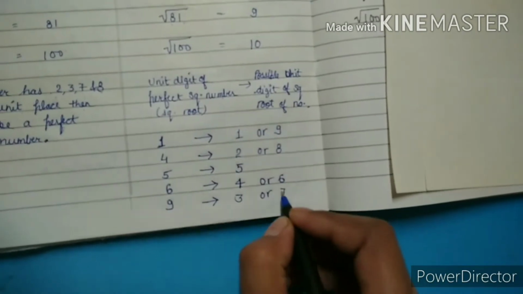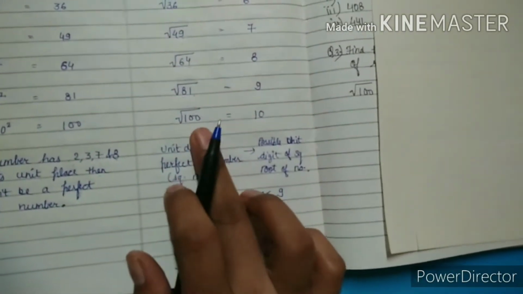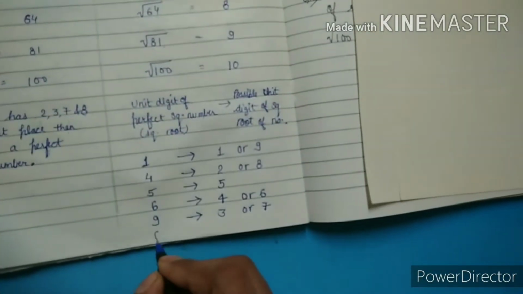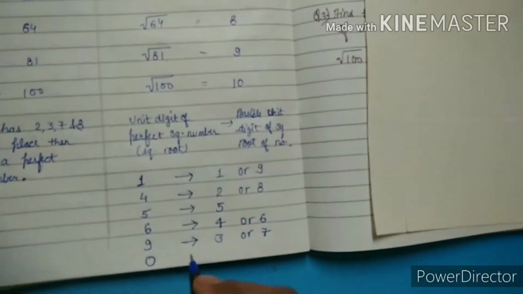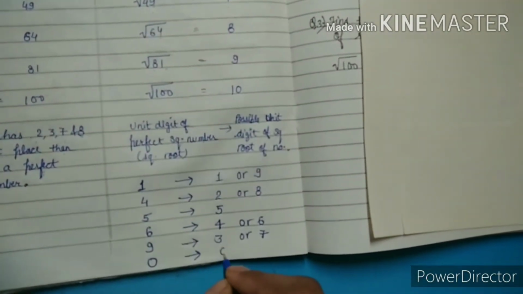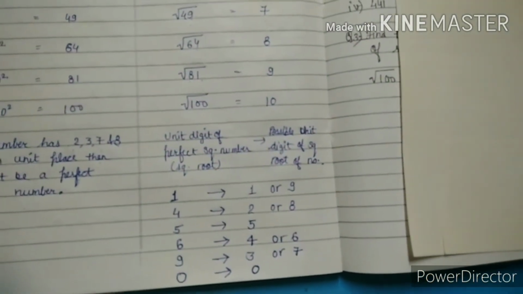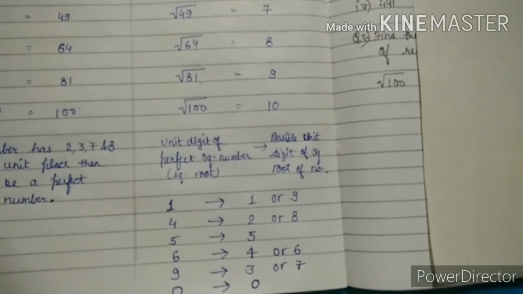Now the last step remaining is when the unit place is 0. When the unit place is 0, at that time we get the answer's unit place as 0 also. Okay. Now we are going to start our exercise 6.1.